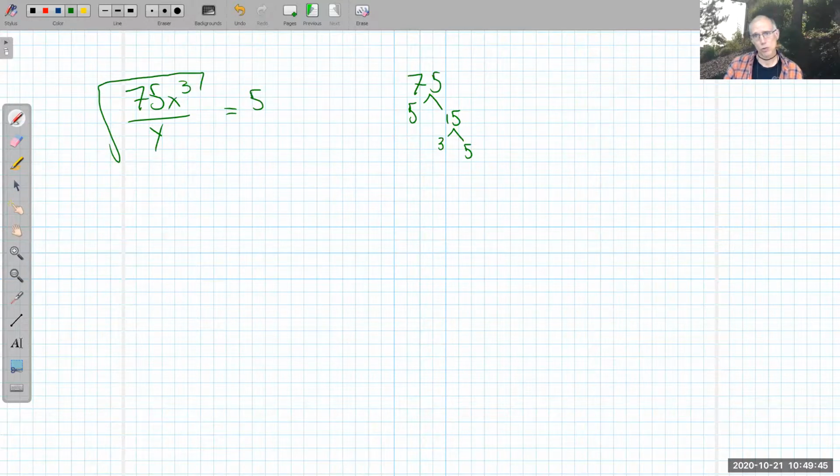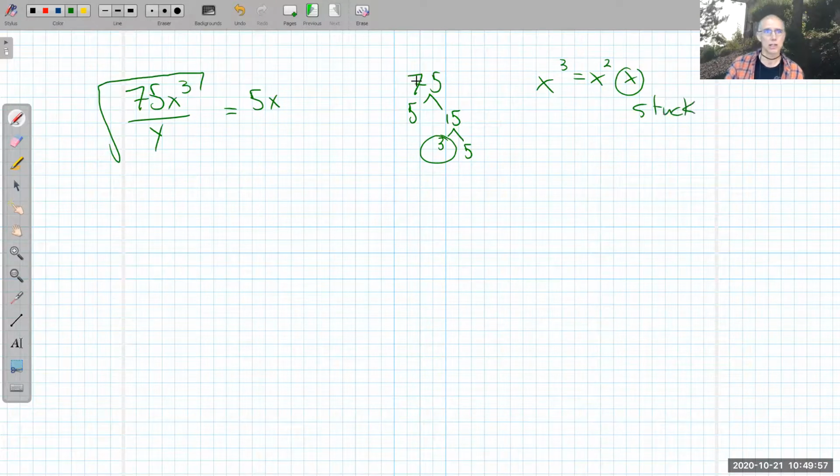And this x cubed is really x squared times x. So the x squared says pop an x out, but there's an x stuck inside. So I'm going to have a 3 and an x stuck inside. So 3x, and the y in the bottom is still stuck inside. So I'm at this stage right there.